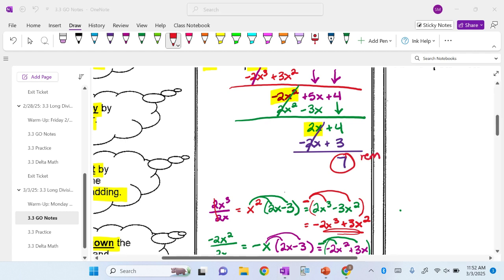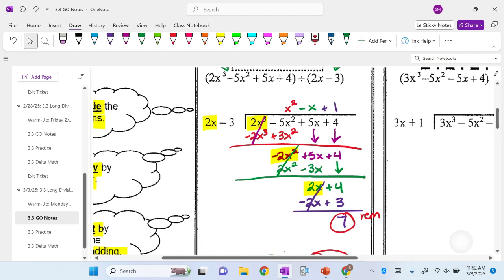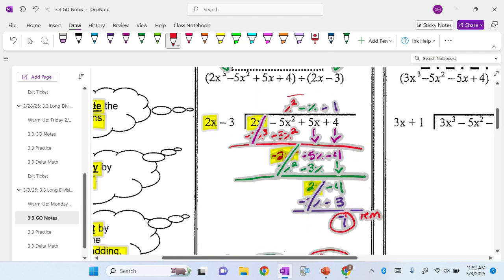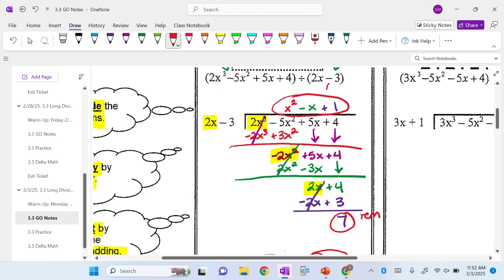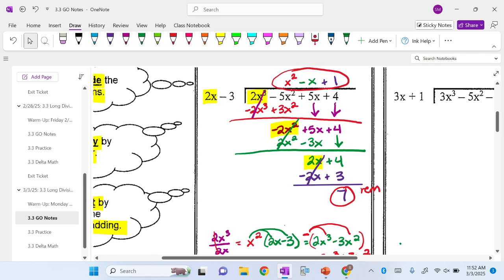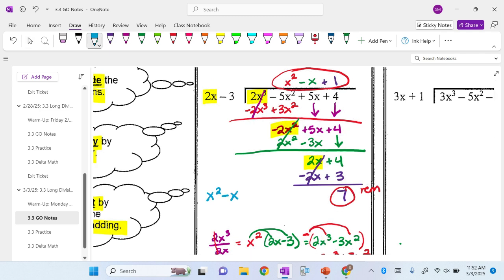And just make a note, we always write our remainder as a fraction. So, up here is my actual quotient. So, x squared minus x plus 1 is your answer, but you also need to write it in terms of your remainder. So, the way you write it would be x squared minus x plus 1 plus, if I have to write 7 as a fraction, what do you think it's going to be?